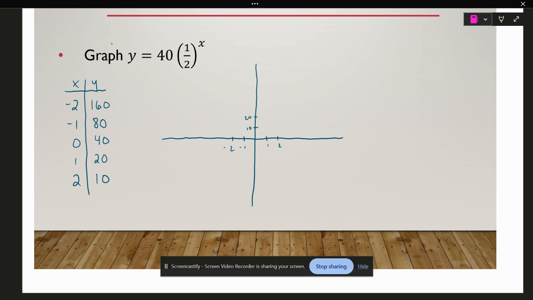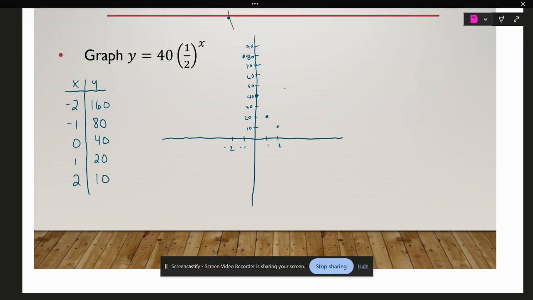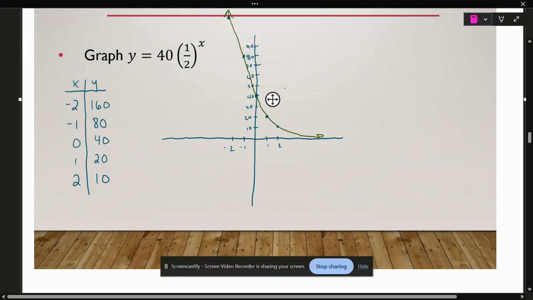I'm going to go by tens on my scale. You can go by whatever you want to. I just think that'd be easier to see. So -2 will be way, way up here at 160. -1 is 80. 0 is 40, and so forth. So there's what your graph looks like.